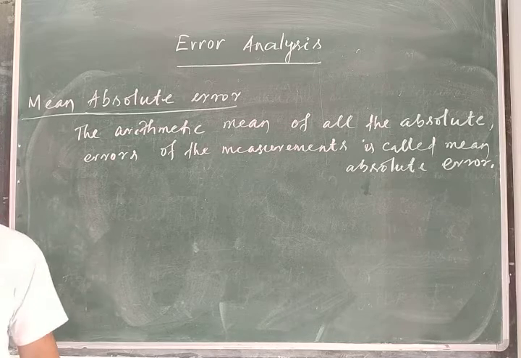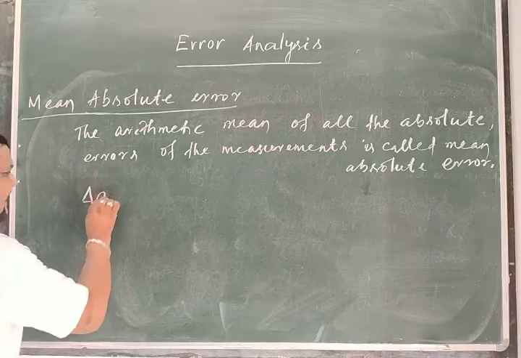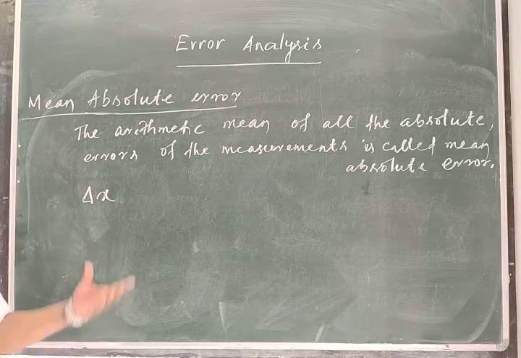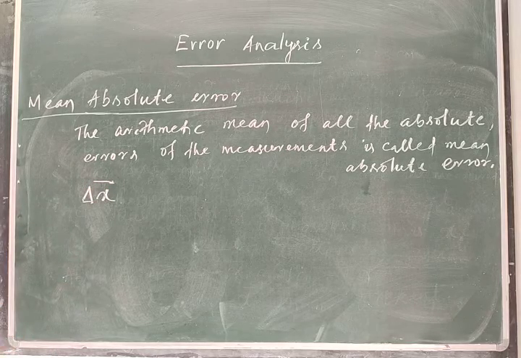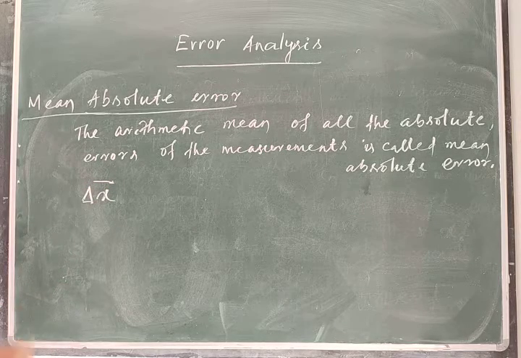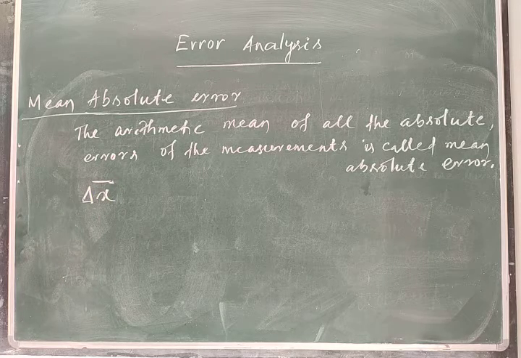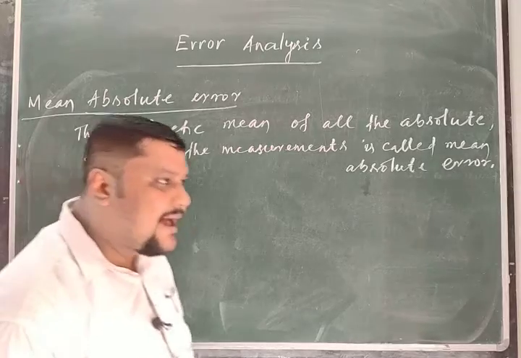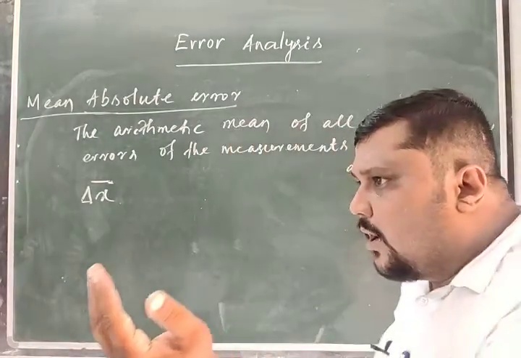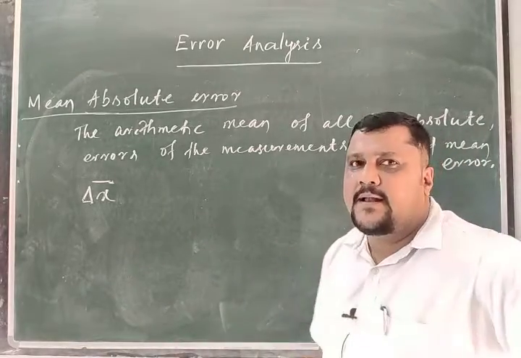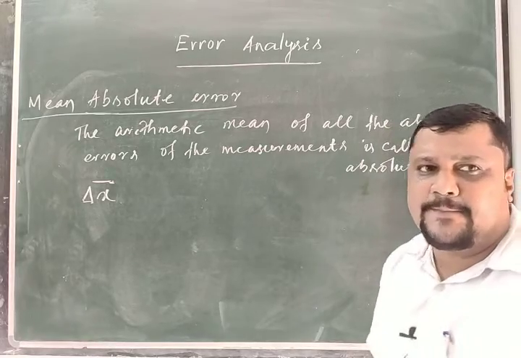So to find this mean absolute error, what will we do here? Samely, this is delta x, called the absolute error. For the mean absolute error, you will put a bar. That bar symbol implies it is a mean. So the mean absolute error, delta x bar, is equal to the arithmetic mean of the absolute errors. Arithmetic mean means add all the values and divide by the number of values, or number of observations.